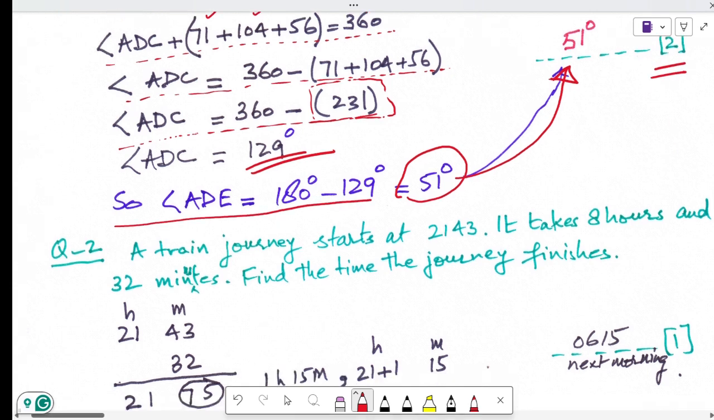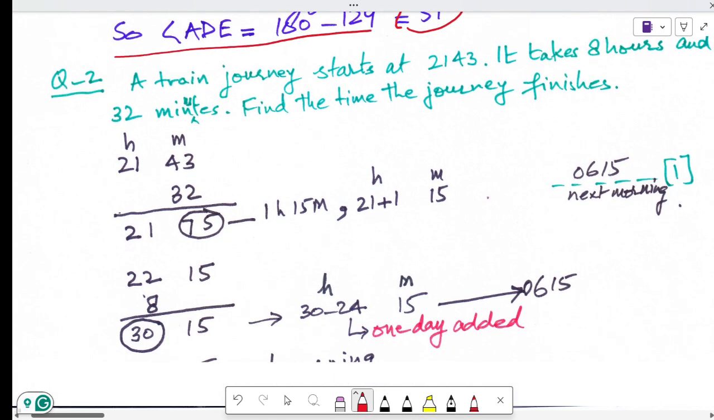Going to question number 2. A train journey starts at 21:43 hours. It takes 8 hours and 32 minutes. Find the time the journey finishes. In this type of question, first of all, work on the minutes. The journey starts at 21:43 and the journey takes 8 hours and 32 minutes. So we add 32 minutes in 43 minutes of the start time, which works out to be a total of 21 hour and 75 minutes.